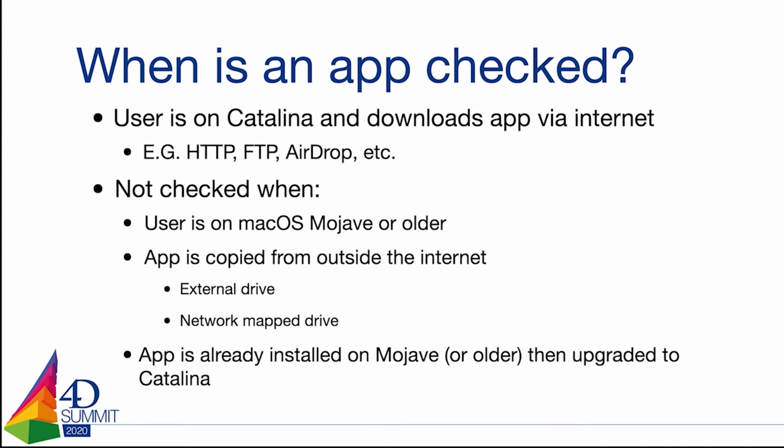So this includes when a user is running on macOS Mojave or older. If you copy the application on a thumb drive and you move it to another computer, it won't check it. Let's say you're in the same network, you copy an application from the network drive and move it to your local disk, it won't check it. And lastly, if you have an app that was installed on an older OS before Catalina, and then you upgrade to Catalina, that app will still work, even if it's not notarized.